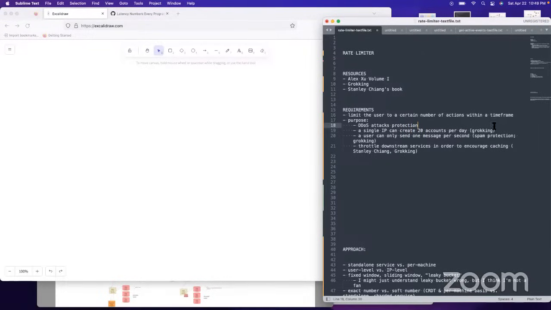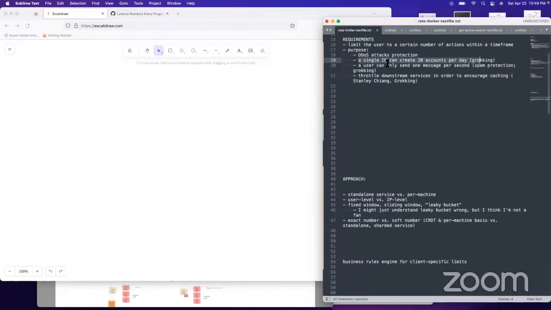That's what you would most likely think of. That would require a very different approach than if you're just trying to do stuff like throttling downstream services, or if you just want to limit your users to only doing like 20 accounts per day, or like, hey, you can only send 1 message per second. As opposed to a denial of service attack, where you're talking tens of thousands or hundreds, or literally tens of millions of hits per second. You would take a very different approach for DDoS protection as opposed to something more like rule enforcement. So which use case you're trying to handle is going to result in a very, very different approach.